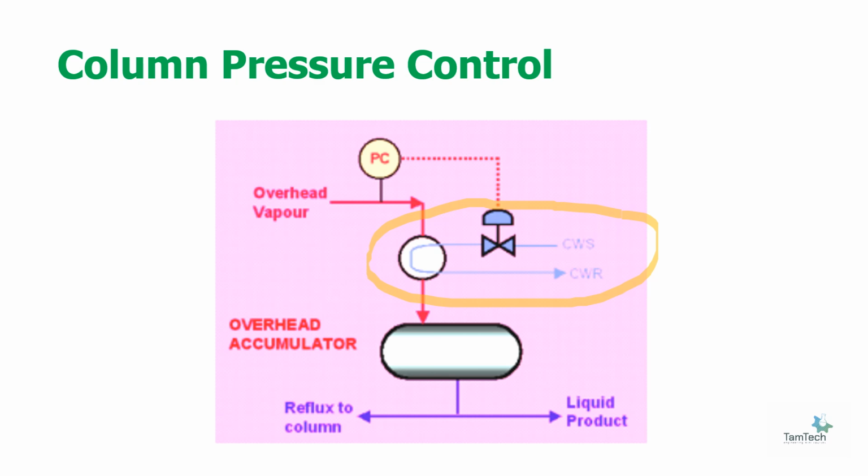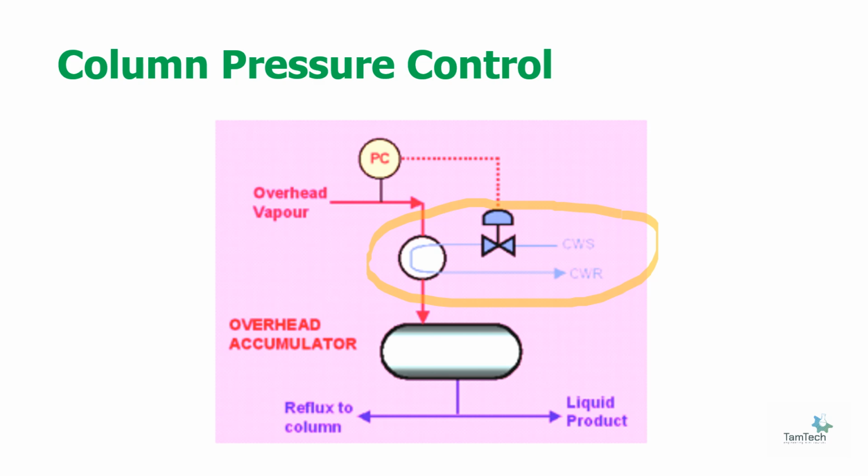And we have also two additional methods, which I haven't mentioned here, but you could use. For example, one of them is venting excess gas to flare, or pressure control using some inert gas. When column pressure falls, an inert gas is admitted to raise the column pressure.